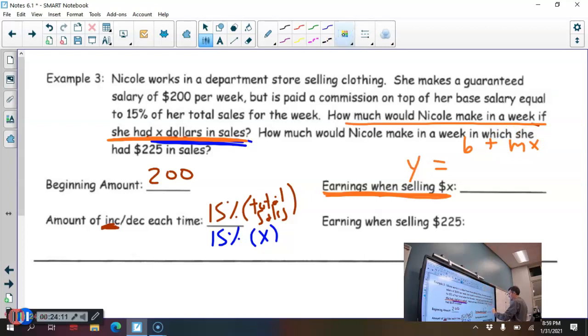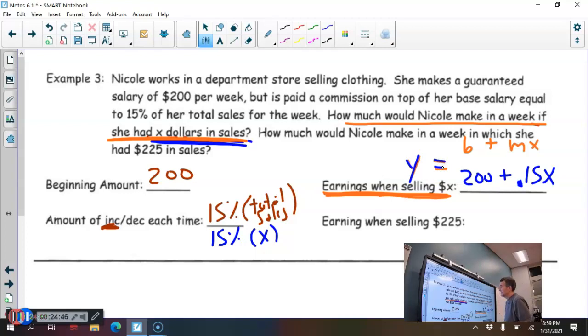Well, her beginning amount plus the amount she goes up each time. So in this case, it would be 200 plus 15%. To write 15%, you'd have to write 0.15. If you type in 15 on your calculator and hit the percent button, it'll tell you that's 0.15 if you're not good with percents from last year. And then the X. This is how much she would make. Notice you do not type in the Y equals, even though it's really there.